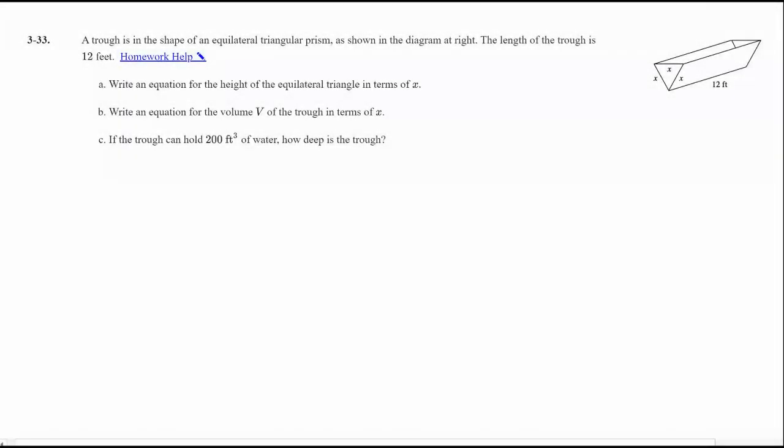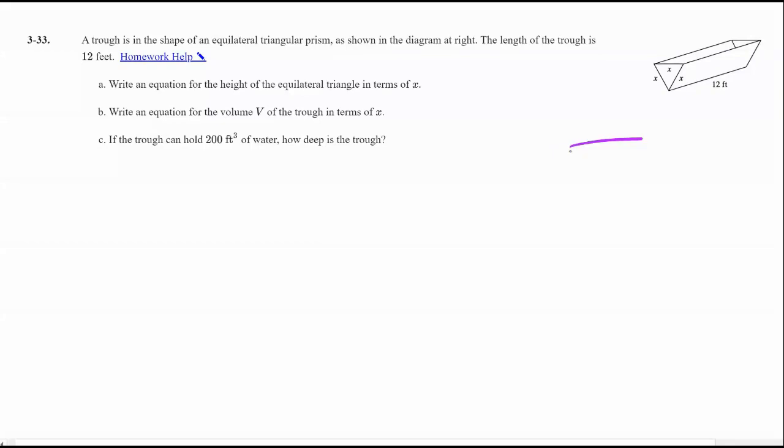All right, people, let's talk about this trough problem. This one's a little bit tough, especially if you don't remember certain formulas when you're dealing with shapes, like triangles and area and all that stuff. So let's go through this here. We're given a trough where the end is an equilateral triangle, and all of the sides are equal to x, whereas the length of the trough is 12 feet. So we're writing an equation for the height of the equilateral triangle.